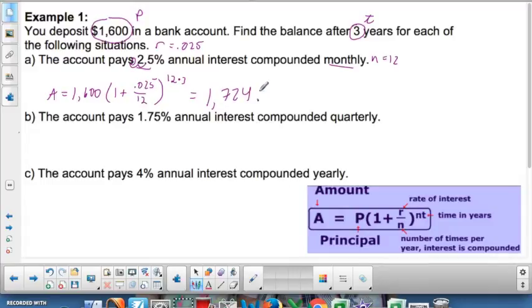1,724.480098, but because this is money we're talking about, I'm going to round it. There's my dimes, there's my pennies. I'm going to round it to the nearest hundredths. So this is how much money I have in my account.